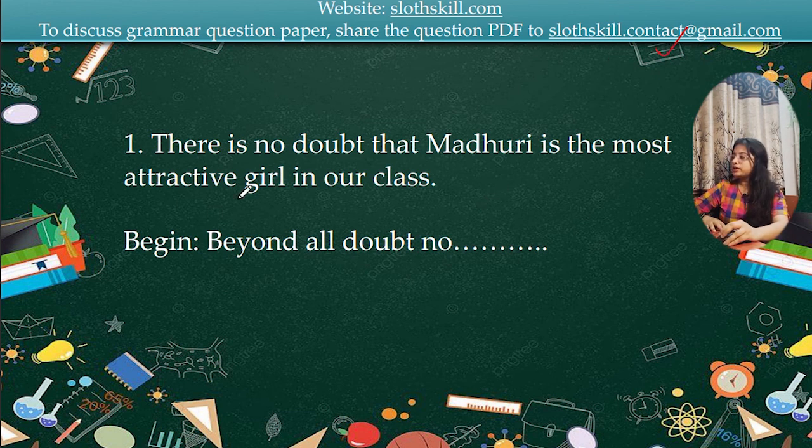First question: There is no doubt that Madhuri is the most attractive girl in our class. So, beyond all doubt, once you read beyond all doubt, you know that this portion is already done in the question. There is no doubt, this part is already done over here, beyond all doubt. What remains? That Madhuri is the most attractive girl in our class. This is nothing but degree of comparison. Do it that way. Beyond all doubt, the most attractive, not one of the. So: Beyond all doubt, no other girl is as attractive as Madhuri in our class. Simple as that.